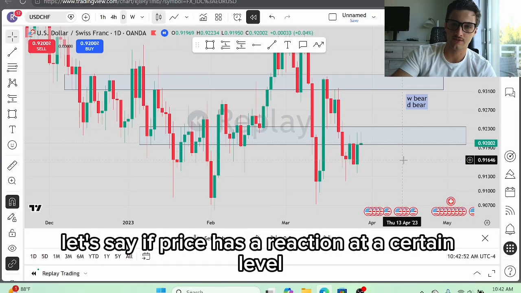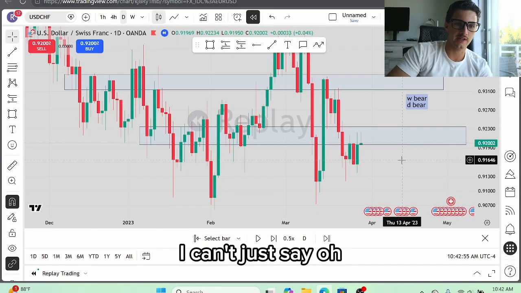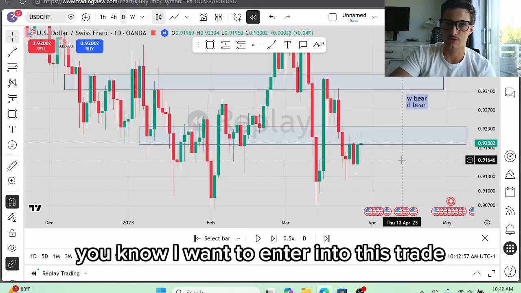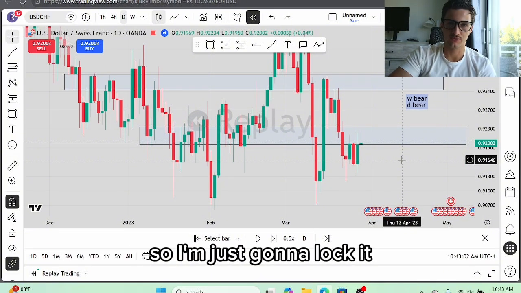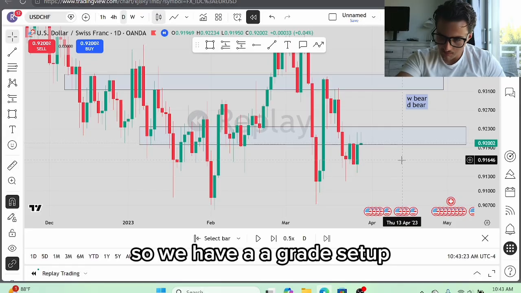Let's say price has a reaction at a certain level, I can't just say, oh, I want to enter into this trade, so I'm gonna move the AOY down a little bit or up a little bit. No, I'm just going to lock it because I made that decision beforehand. So we have an A grade setup.